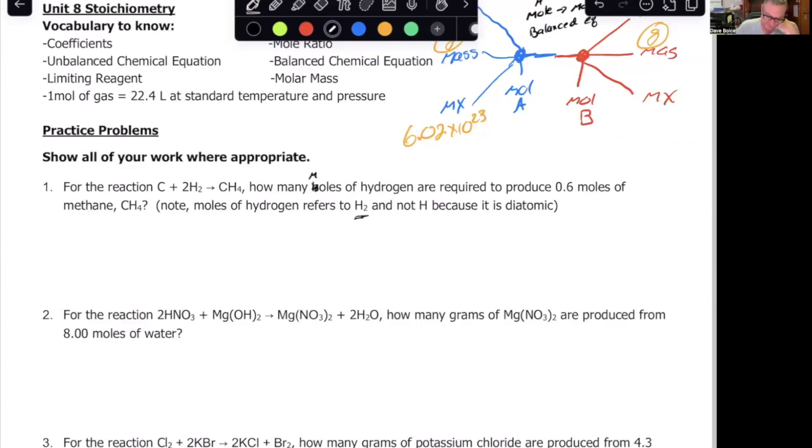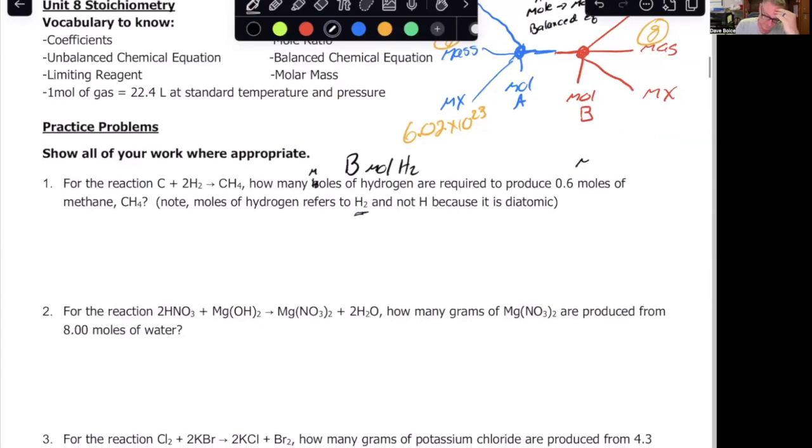And this question is asking how many moles of hydrogen. So my B is moles of hydrogen. And my known quantity, that's always going to be my A. And in that case, it's going to be moles of methane or CH4. So this is my A and my B.